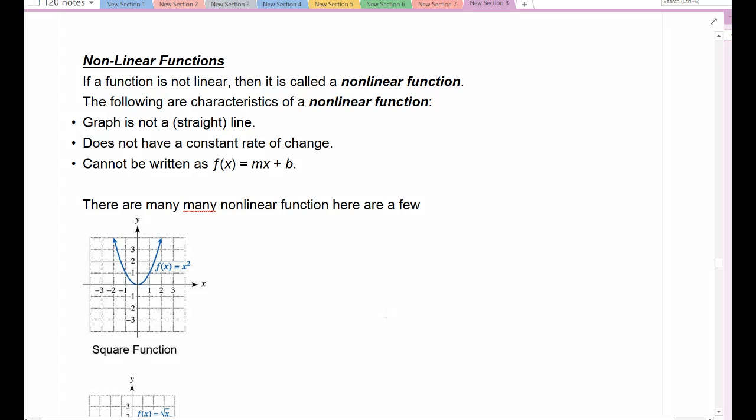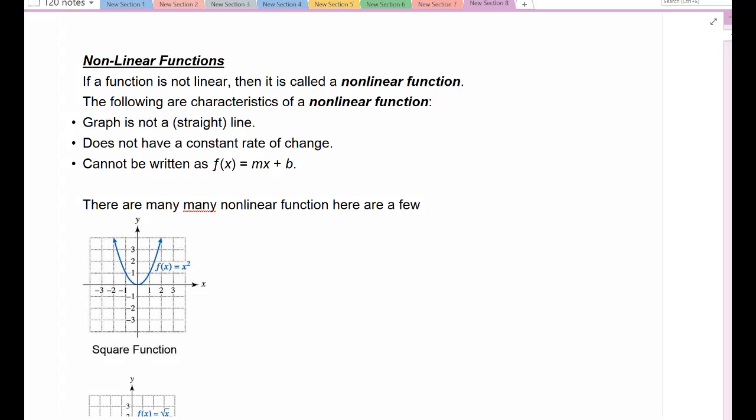This is a fairly short video. It's how to recognize the difference between a nonlinear function and a linear function. A nonlinear function would basically be any function other than a line. The very first characteristic you look at when you look at a graph is that it's not a straight line. As soon as it's not a straight line, it's a nonlinear function.